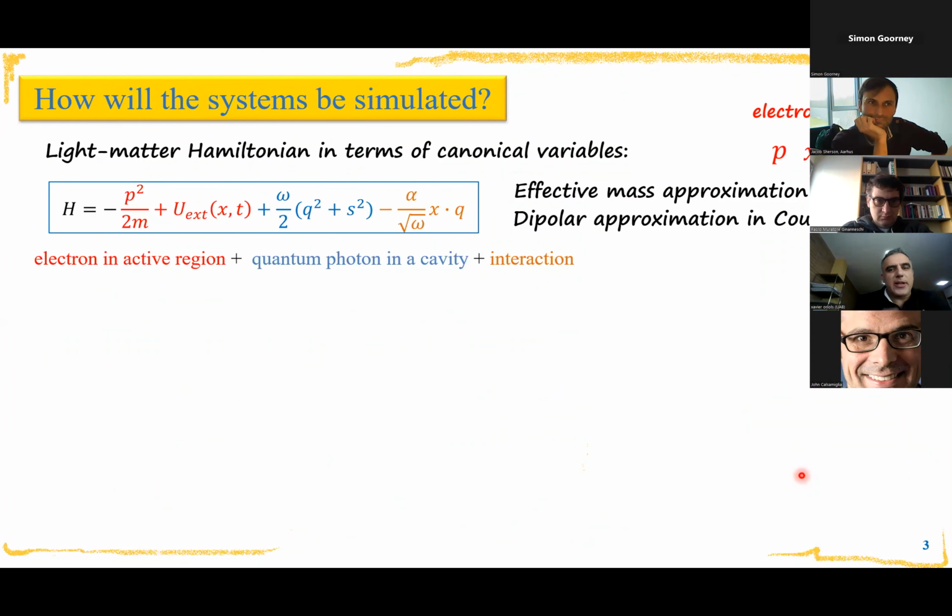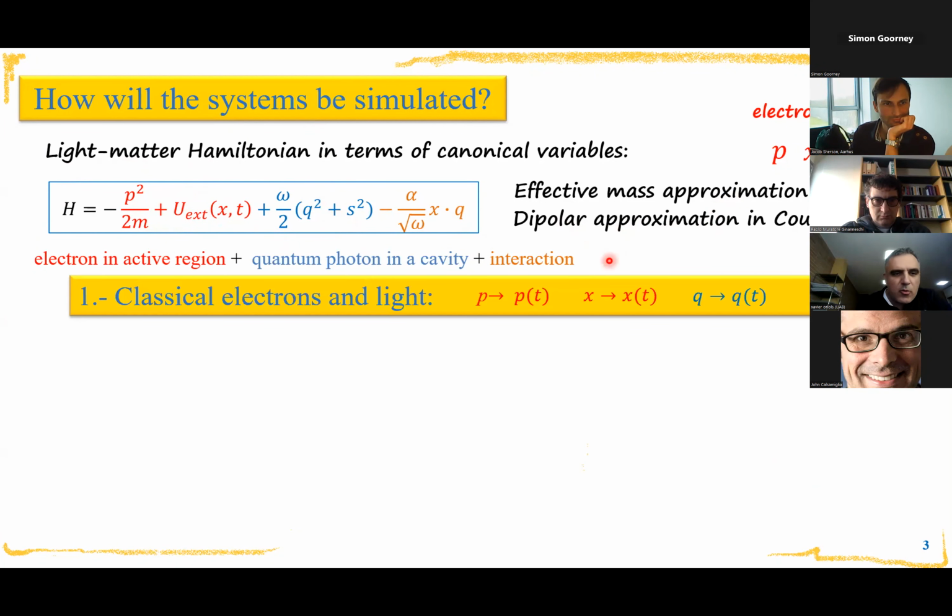Okay, how will we simulate these systems? Basically, we will work with this type of Hamiltonian. You see the kinetic energy and the potential energy of the electron. This is the kinetic and potential energy of the photon. This is the interaction. This interaction is in the dipolar approximation, for just 1 degree of freedom that is the electron, and another degree of freedom that is the light.